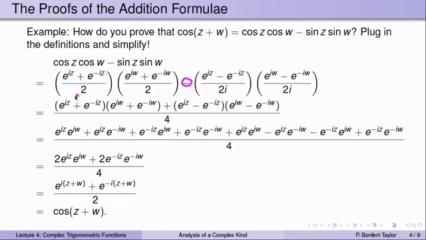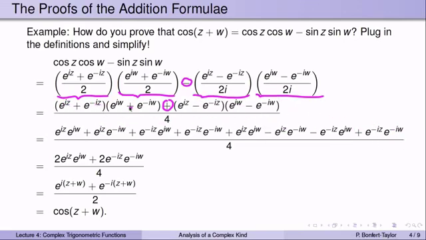e to the iz plus e to the minus iz, that's from this term right there, then e to the iw plus e to the minus iw, and now I have a plus. Remember from the i squared and this negative sign? Then I have this term, and finally this term. Now when I multiply through, I get a lot of terms. We're not going to talk through all of these terms. Just trust me, these are all the terms you get when you multiply through.